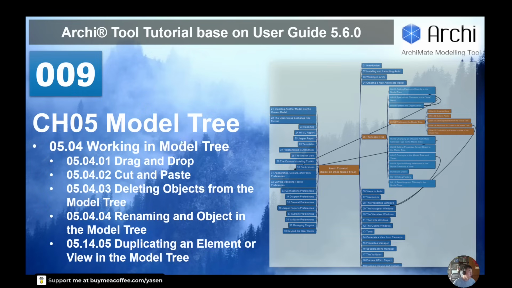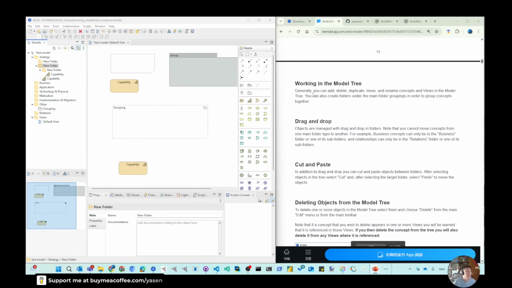In the model tree, within this video we already discussed drag and drop, and we will show you some of the often used processing steps like cut, paste, delete, rename, and duplicating. That happens on both the element folder and the view folder. So let's quickly do that and work in the model tree.